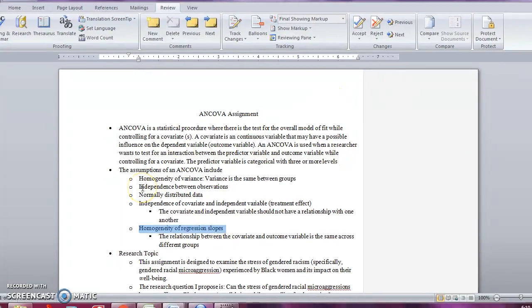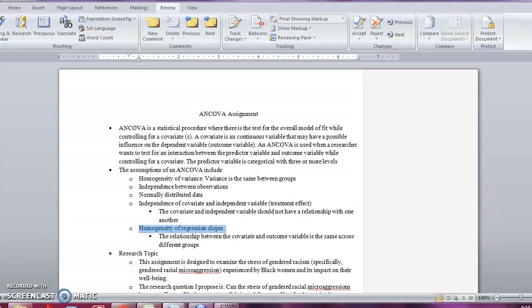Okay, so this is the introduction of the ANCOVA assignment that we're going to do. The first thing I wanted to talk about is what an ANCOVA is, the assumptions, when should you use it, and why you use it. I'm also going to talk about what I'm going to be doing with my research data, or essentially the problem that I propose for this assignment.